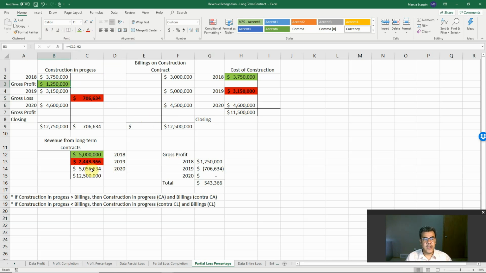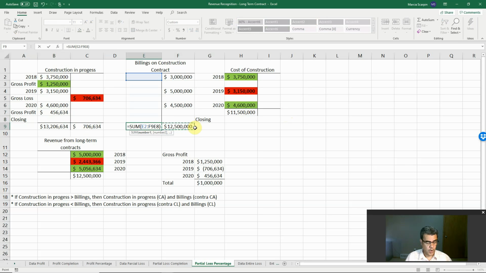And then the third year, we have profit again. The revenue is also greater than our cost. So we have gross profit again, 5 million less 4 million here. And here, it's not balanced. It is not balanced. So we need to close these numbers.